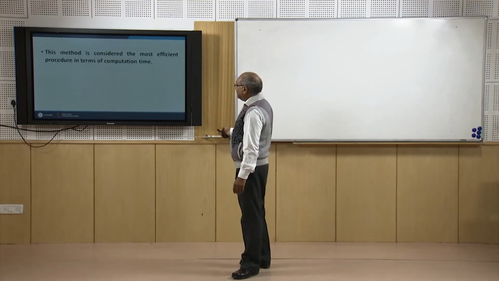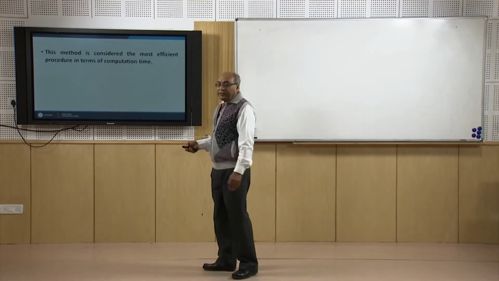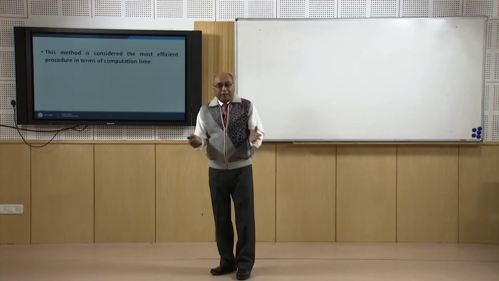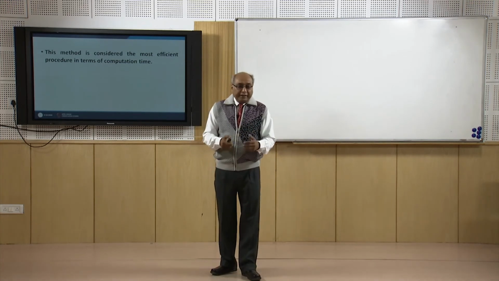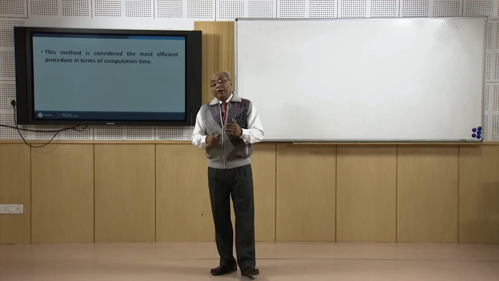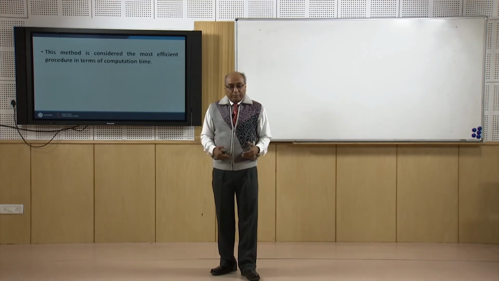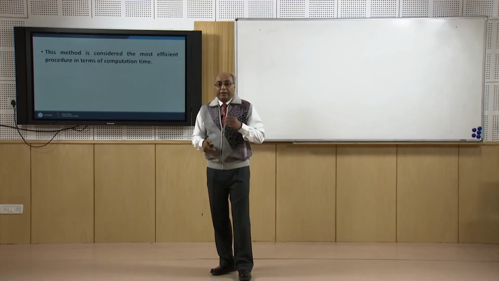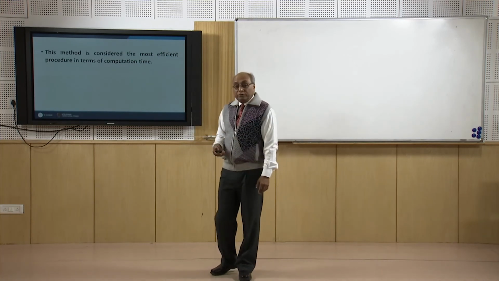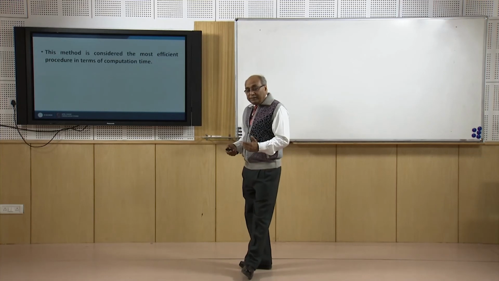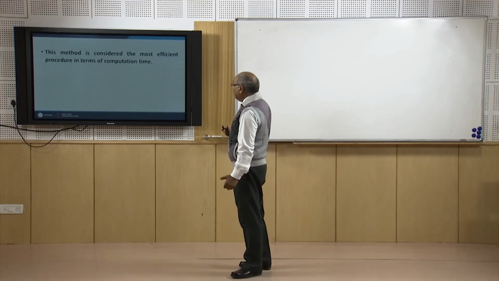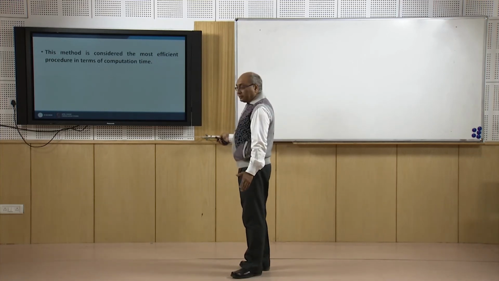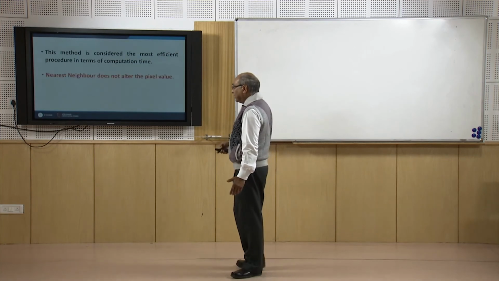This method is considered the most efficient procedure because it does not have to look at the other 4 pixels, then do a weighted average calculation, or like in cubic convolution where 16 pixels are involved, the distance is measured, a weighted average is calculated, then a new pixel value is found. So that much calculation is not required. That is why nearest neighbor is very efficient in terms of computation time.